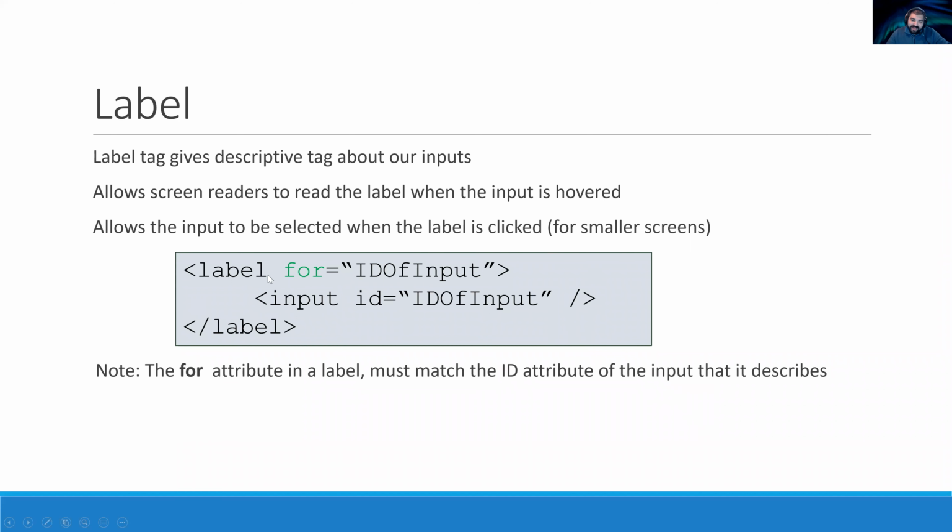Now, to create a label, it's very important that we use a new attribute called for. So basically, whenever we create an input, we're going to provide an ID, and the label we're going to associate with that input by using the for attribute. So this is the label for ID of input. So the input with ID of input will be the one that associates with this label. We'll see this in action in a moment.